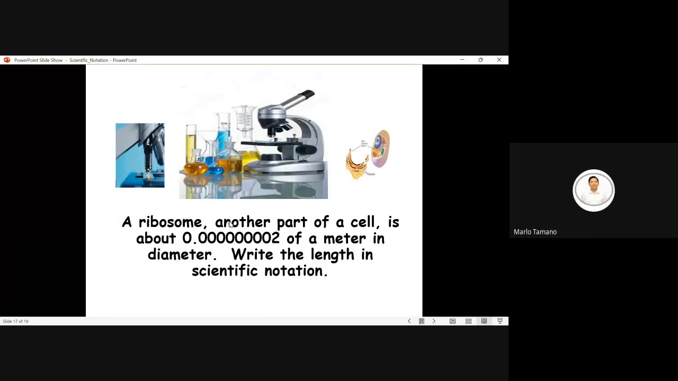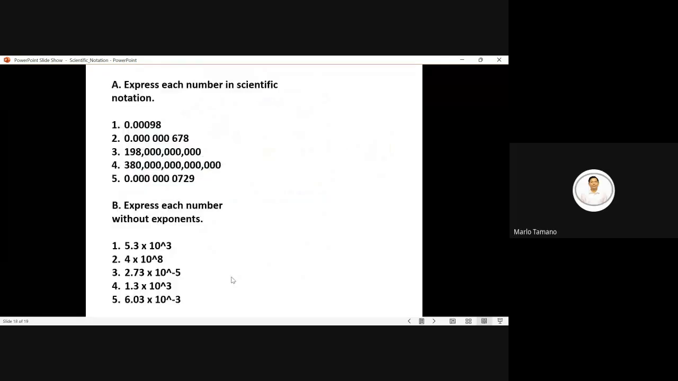Next, the ribosome, another part of a cell, is about 0.0000000, I'm getting dizzy, so many zeros, 2 times 10 meters to the negative 9 power. Okay, so 2 times 10 to the negative 9 power. Is it negative 9? Yes. Next, express each number in scientific notation.